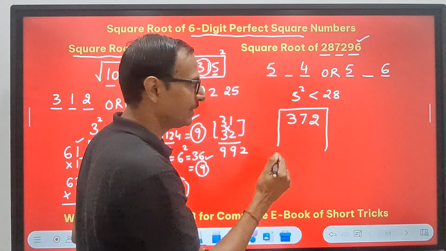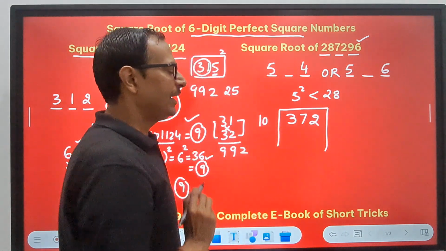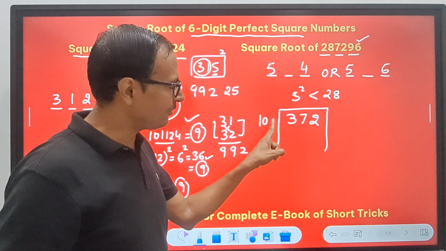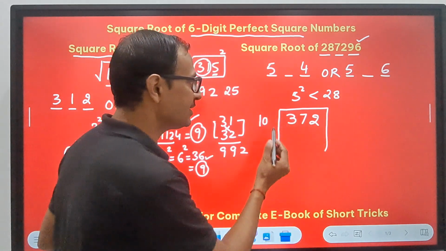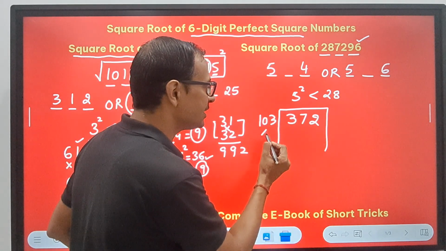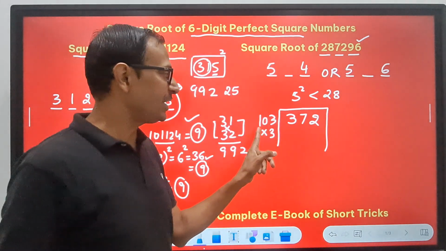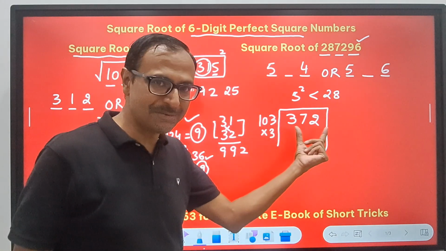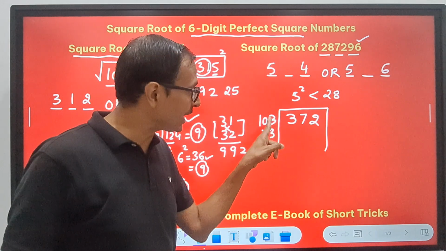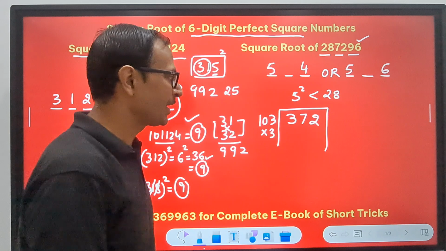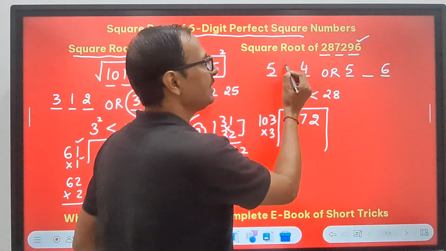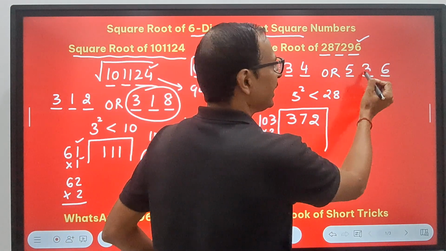Now on the left hand side I need to write double of this number. 5, the double is 10. Now select a digit here which, when multiplied by the same digit, should get me closest to 372. Look at this. 103 times 3 is 309, close to 372. But if I take 104 times 4, it will exceed 372. I don't want to do that. Okay, so 3, and this 3 becomes the middle digit of my answer.